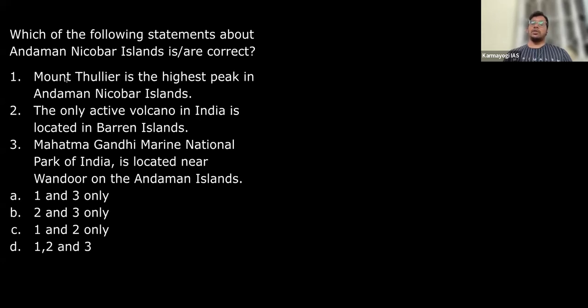Mount Tullier is not the highest peak, rather it is the second highest peak. Saddle Peak in Andaman is the highest peak in Andaman Nicobar Islands. So the first statement can be eliminated and the answer is 2, 3. Again, it is B, right?